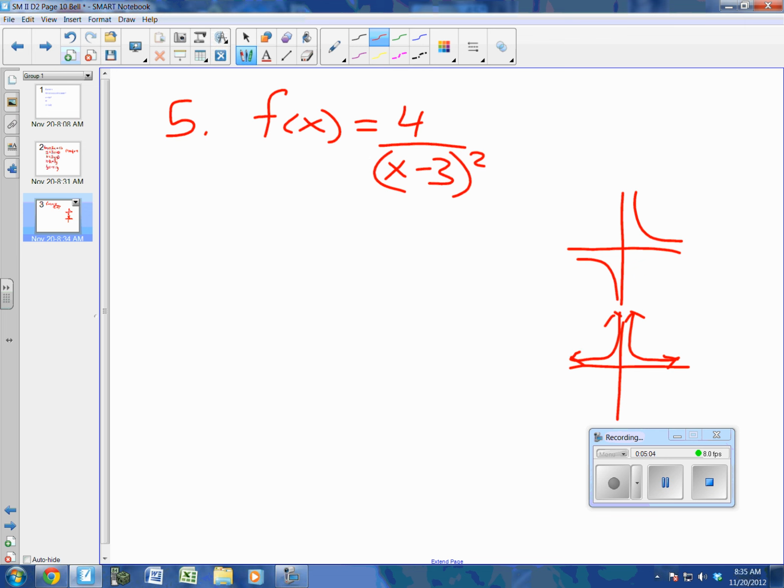Got that? By the way, does this pass the horizontal line test? No, because a horizontal line would go through it right there and there. So it doesn't pass the horizontal line test. Where could I cut it at so that it passes the horizontal line test?